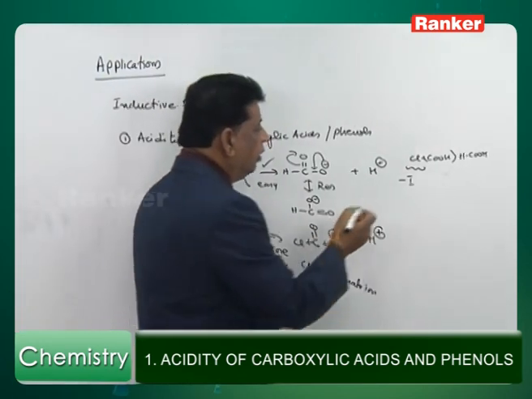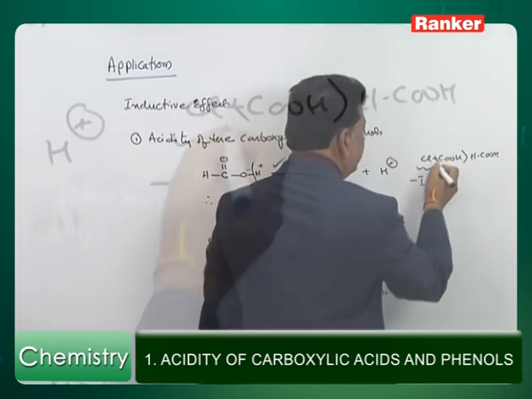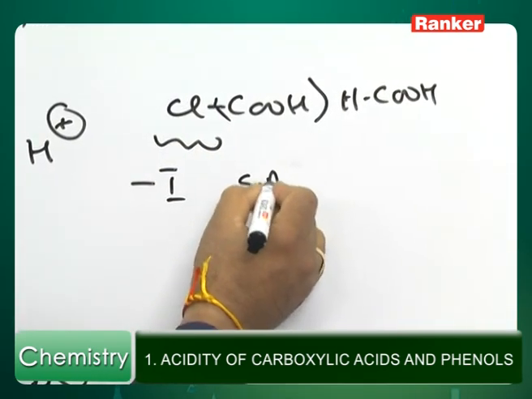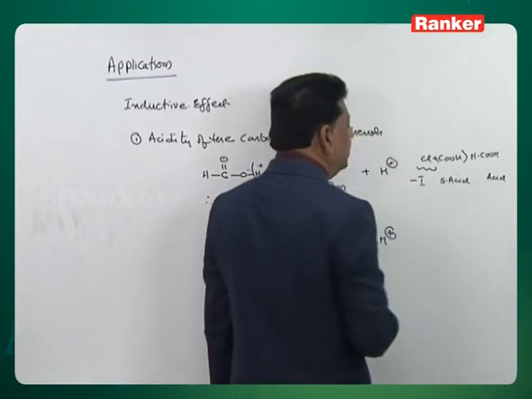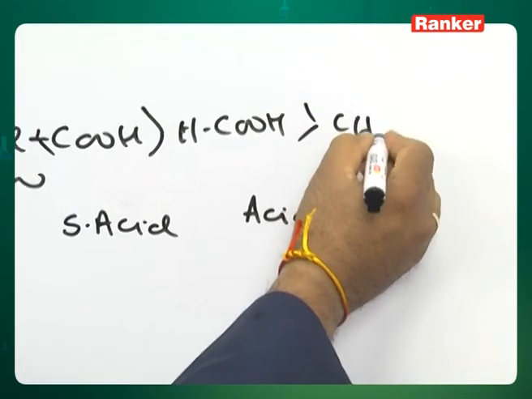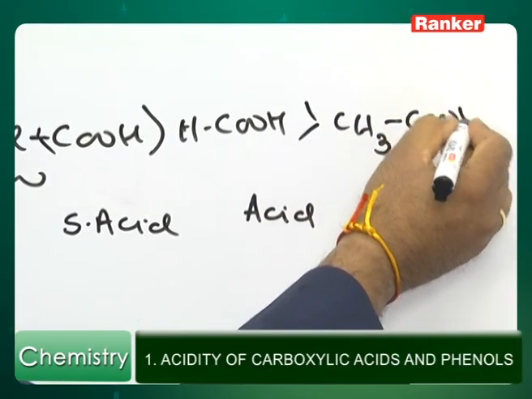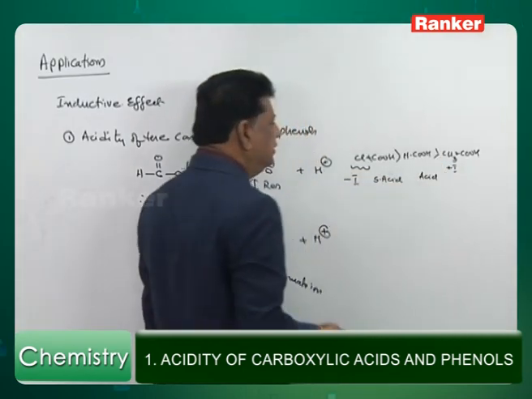In this case the chlorine withdraws electrons, therefore, because of the -I effect of the chlorine, it is a strong acid when compared with the normal acid. This is the acid I call a strong acid. Similarly, a methyl group shows the reverse. A methyl group is a +I group, isn't it? Why is the methyl plus?